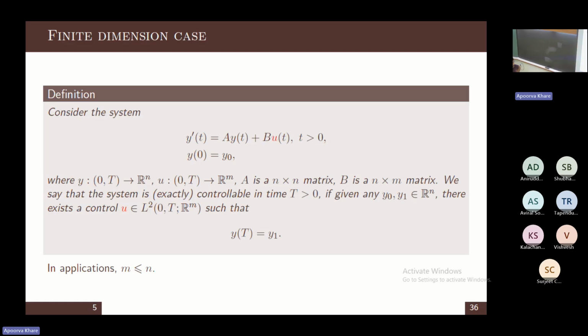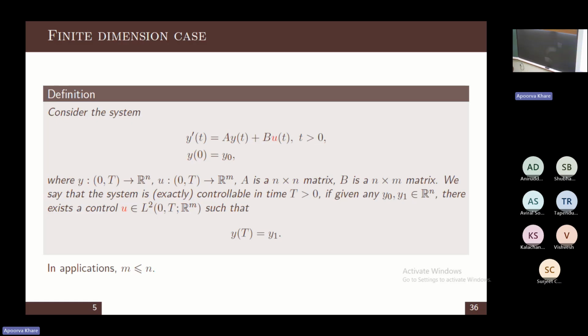And we say that the system is exactly controllable in time T if given any y0 and y1, there exists a control in some space such that y at capital T is y1. So what this is basically saying is that the solution of this system should be able to reach y subscript 1 at capital T time. Okay, and you can see here that we have y running from 0 to T to R^n and u from 0 to T to R^m.